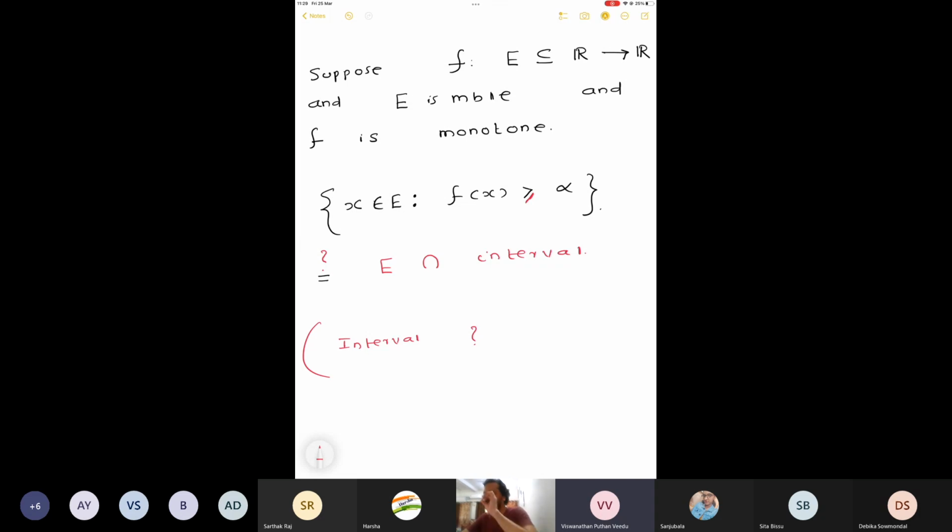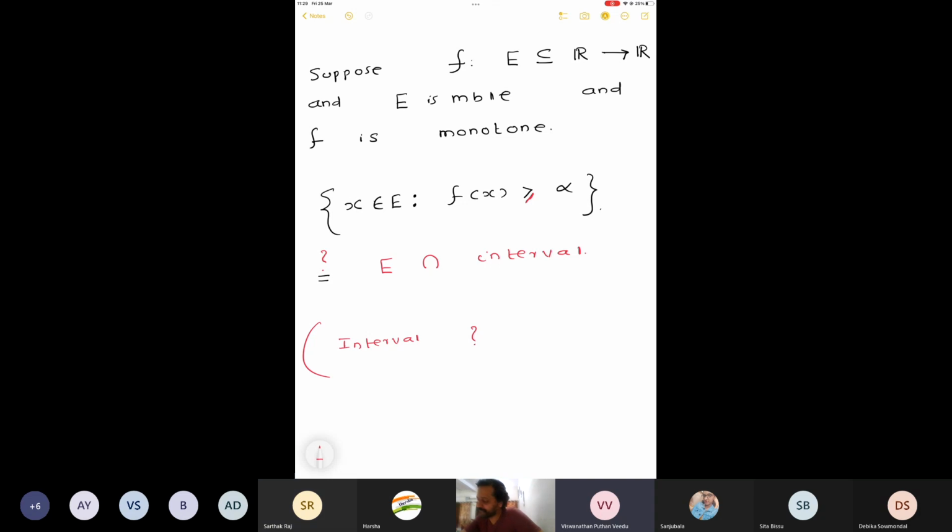For a particular alpha, if there is no x such that f of x is greater than alpha, then the set will be empty, and E intersection empty is empty. And if alpha is attained, then the set will be an interval. Why should it be an interval in that case?